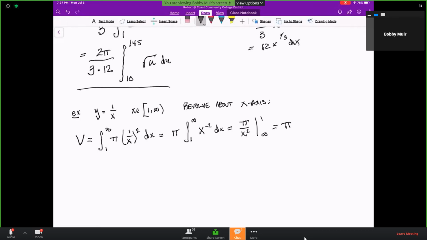If we did the area, it's going to be from 1 to infinity. Now it's going to be 2 pi, then y, 1/x, and then the square root of 1 plus that derivative squared, which is going to be 1/x squared, dx.